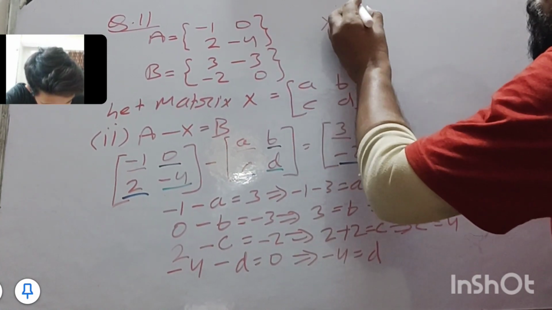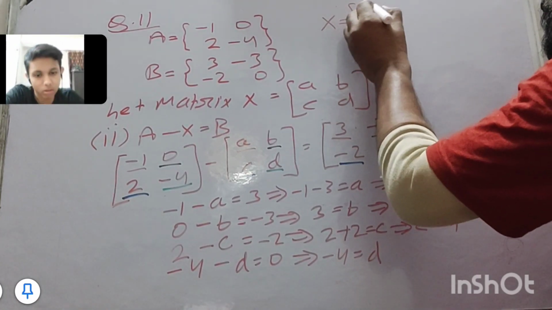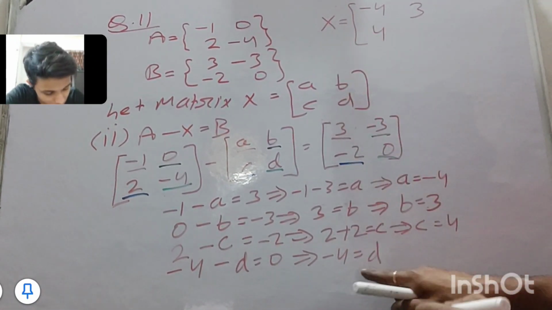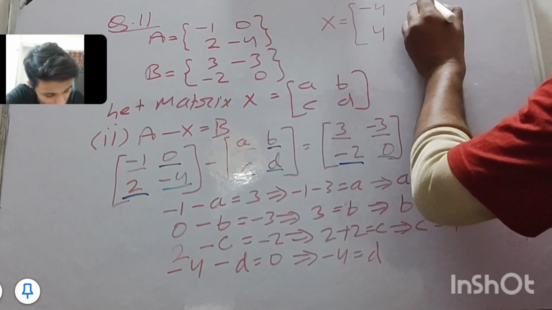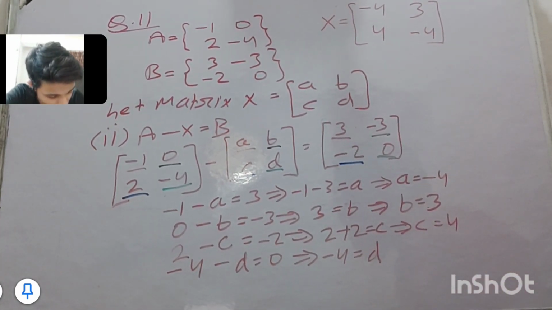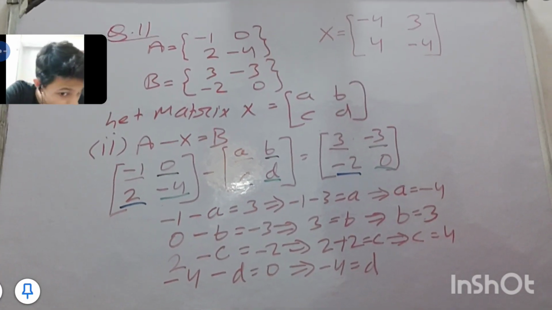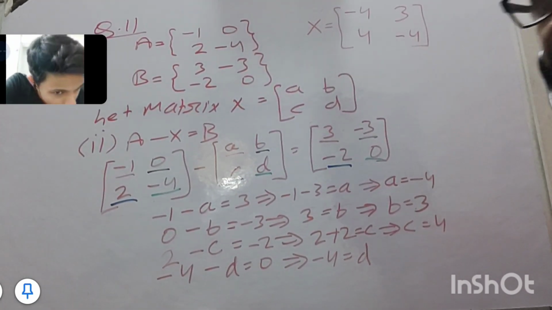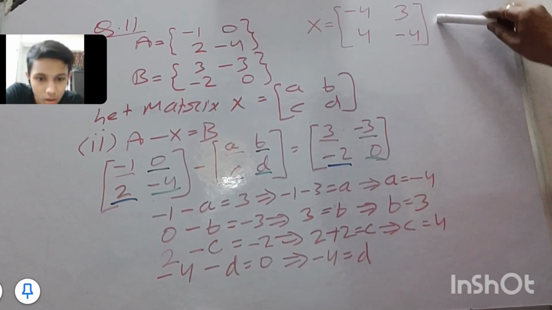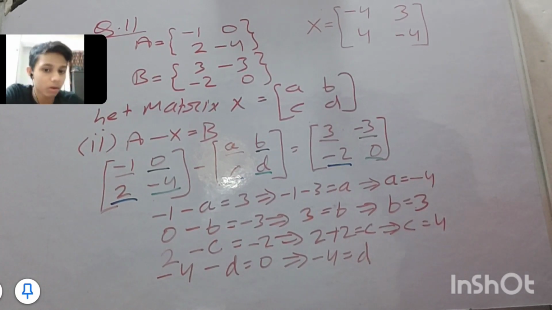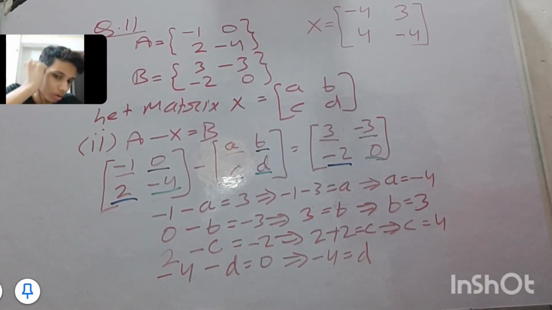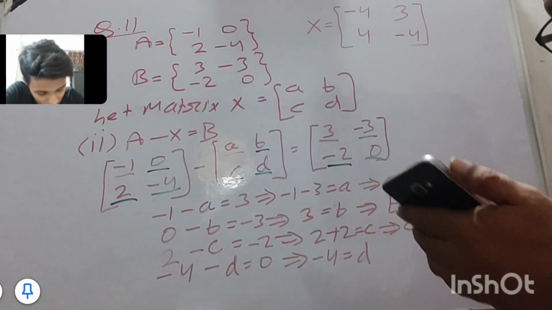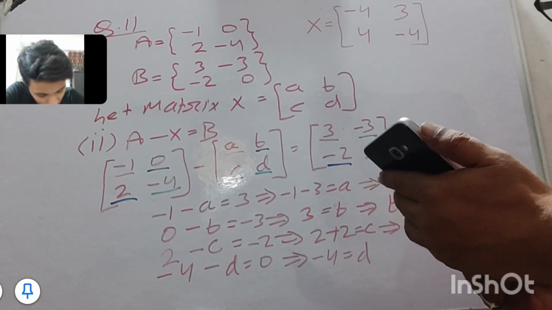So matrix X will be [-4, 3; 4, -4]. This is matrix X. X is equal to [-4, 3; 4, -4].